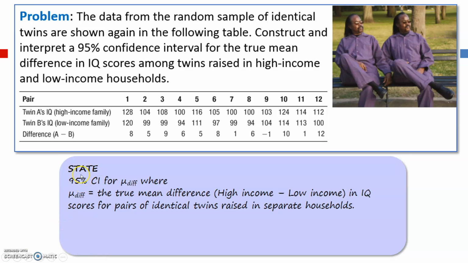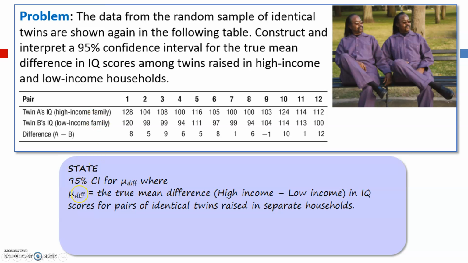Starts off with our state. We want a 95% CI for mu diff, where mu diff, meaning mu difference, is the true mean difference, high income minus low income, in IQ scores for pairs of identical twins raised in separate households. Very important here that you state the order of your difference. So notice all of our differences down here are A minus B. They are high income minus low income.